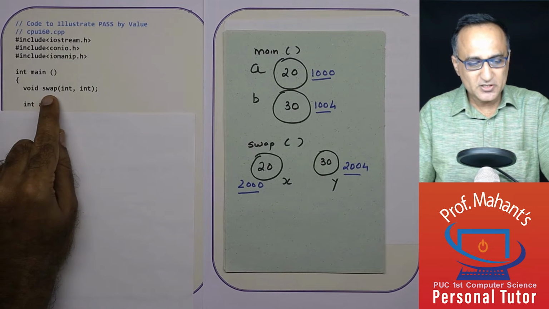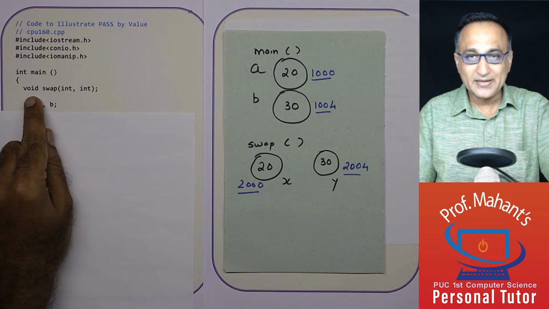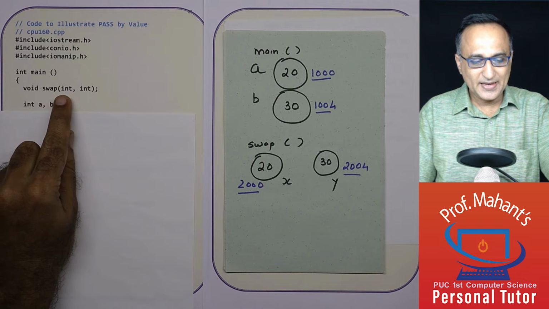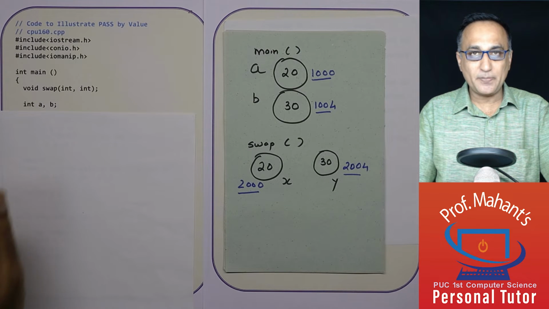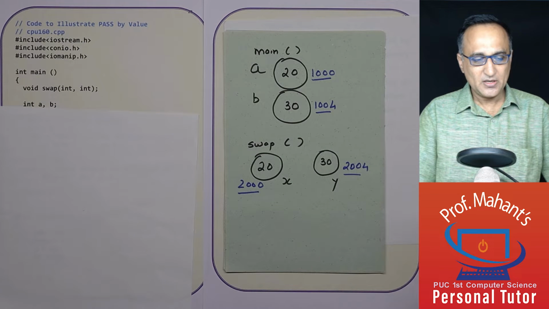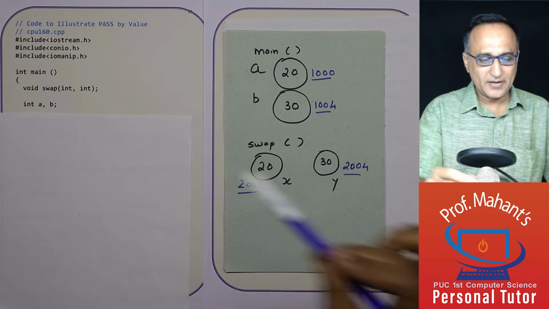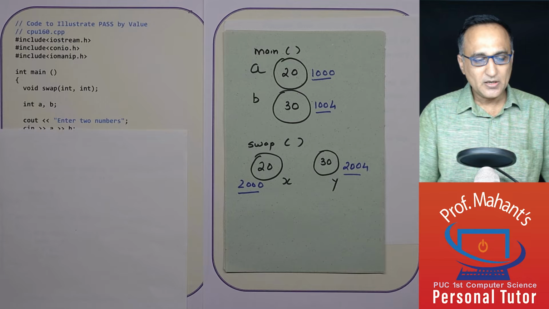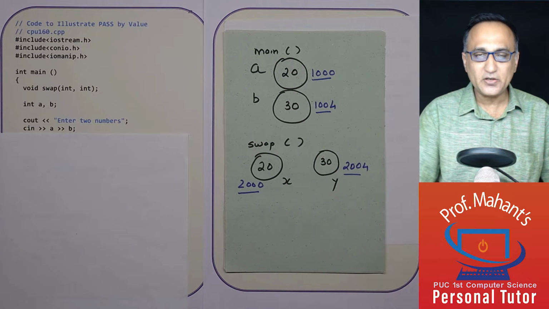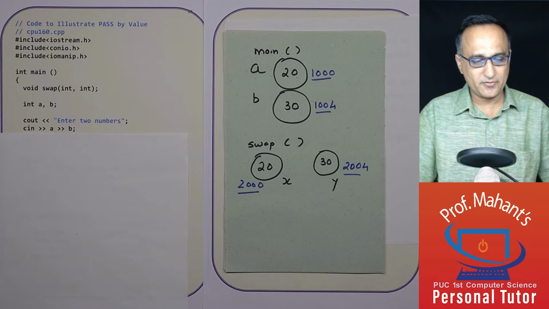This function swap does not return any value. That's why I have declared it as void. It accepts two arguments or parameters of the type integer and integer. So I have declared A and B of type int in main. First I'm asking the user to enter two numbers. So I'm reading 20 and 30 into A and B respectively.